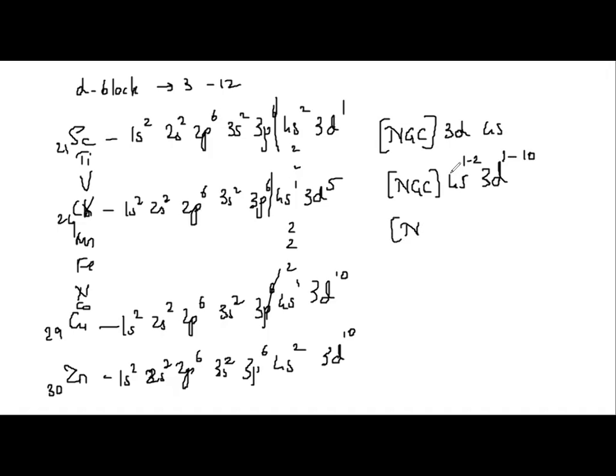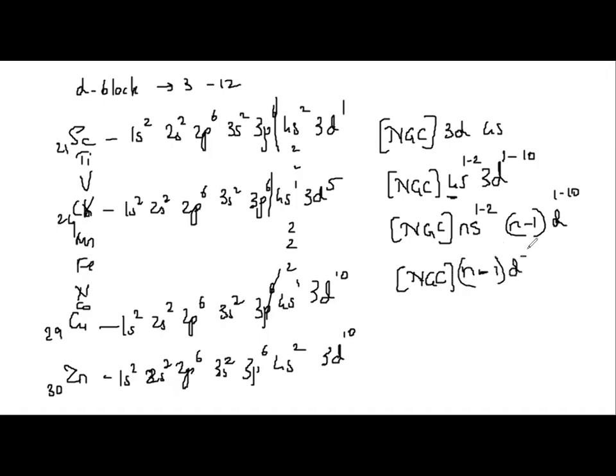This is for only first period. If my next elements are also belonging to D block, I can write noble gas core, which is n, the last number. 4 is n, so I'll write ns varies from 1 to 2. D is having, is it 4 again? Here it is 4, here it is 3. 3 means n minus 1. n minus 1 d 1 to 10. So this is the general configuration. Or I can write noble gas core, n minus 1 d 1 to 10 and ns 1 to 2.